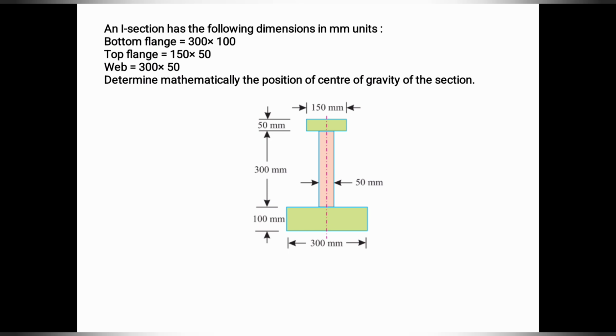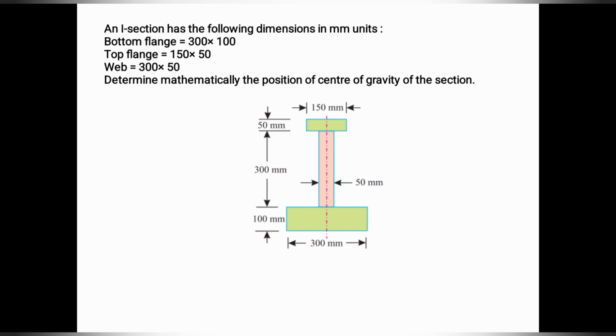So one more problem, this is a very important problem in centroid as well as in moment of inertia. This is an I section. Sometimes the diagram will not be given, and they will just give you the bottom flange, top flange and web theoretically. The small rectangle at the top is known as the flange, the bottom one is also known as a flange, and the one which connects the top and bottom is known as the web. Its dimensions are given. So there are 3 rectangles here.